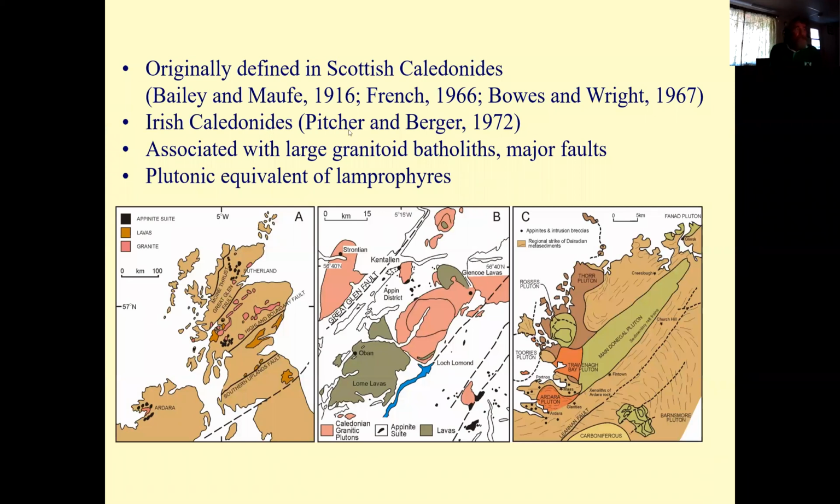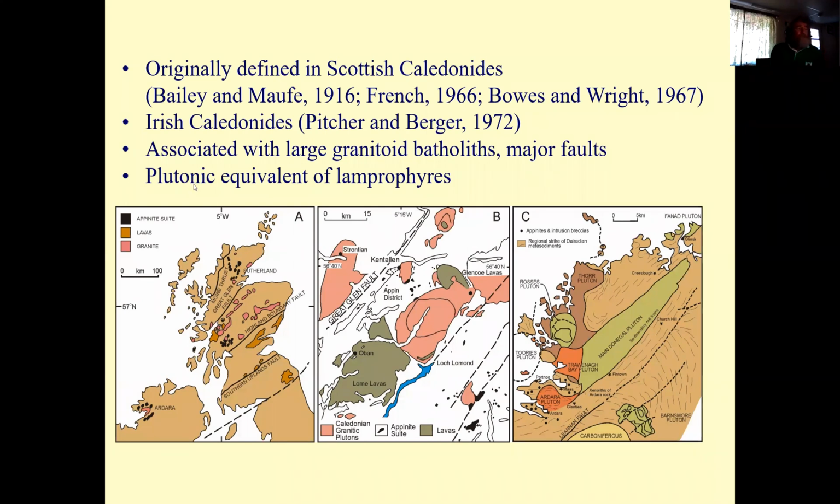They were originally defined by Hill and Wilson in 1916, and coeval ones were recognized in the Irish equivalents in the Caledonides, associated with the Donegal composite batholith suite. They're really around one particular batholith within that suite. They're generally associated with large granitoid batholiths. They're preferentially associated also with major faults. As you can see in B here, the appinites in the Appin district are right up along the Great Glen Fault, and the appinites south of Loch Lomond are on strands, or splays, of the Highland Boundary Fault.